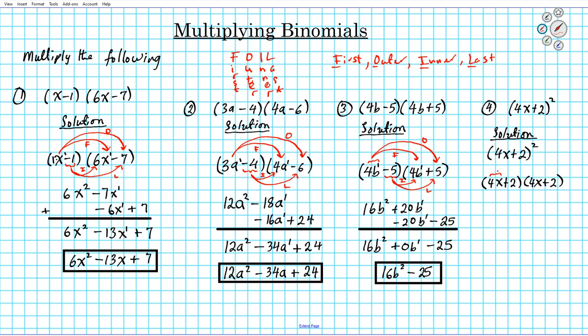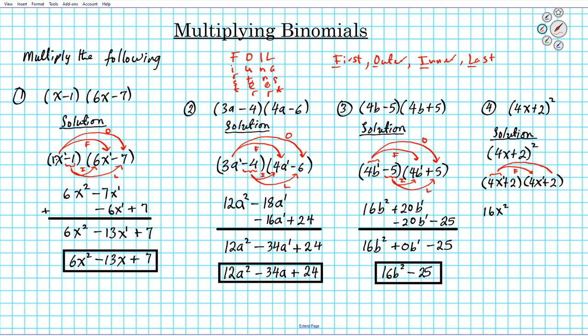So take 4x and multiply by the first term here. That's our first. Okay, these have the invisible powers of 1. 4x times 4x, multiply the numbers. 4 times 4 is 16. And then the variable, you add the exponent. 1 plus 1 is 2. 16x squared. That's first.